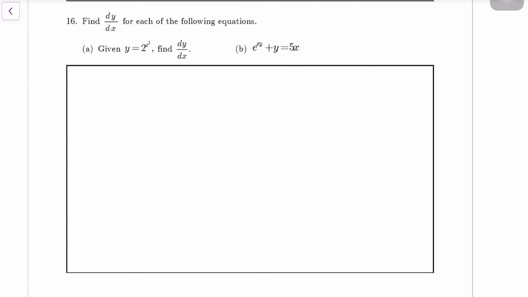Question 16, find dy over dx for y equals 2 to the power of x square. So now we need to find the derivative of this question. So kita boleh buat cara implicit sebab kita ada y dekat depan tu. Sebenarnya soalan ni ada dua cara untuk selesaikan dia. Okay, so kita buat the first one dulu.